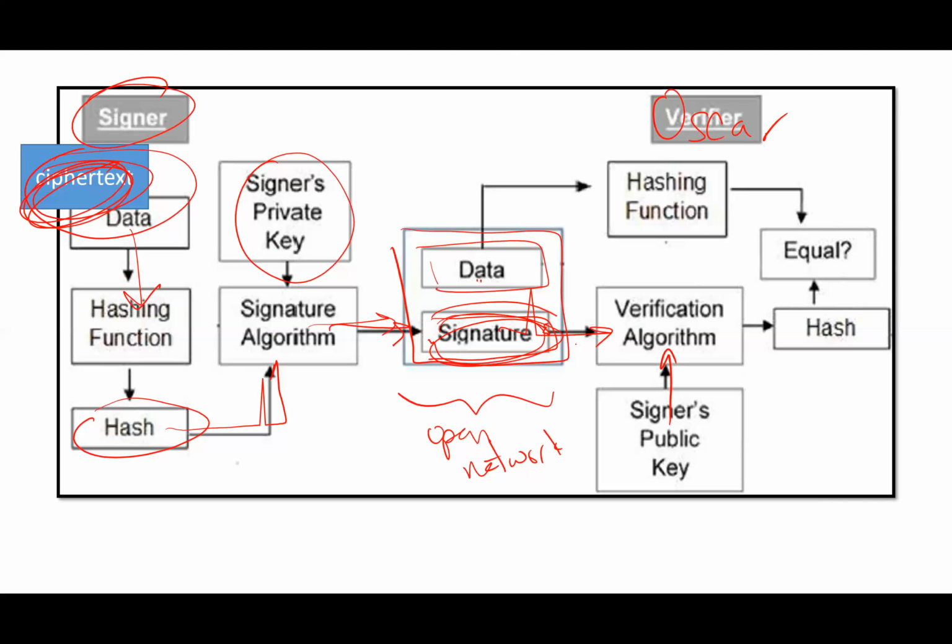I'm just talking about this part. Can Oscar decrypt the signature using the signer's public key? Why not? No, I'm not talking about this. I'm just talking about the signature, right? My public key is available to everybody, right? So Oscar should not have a problem decrypting the signature, right?